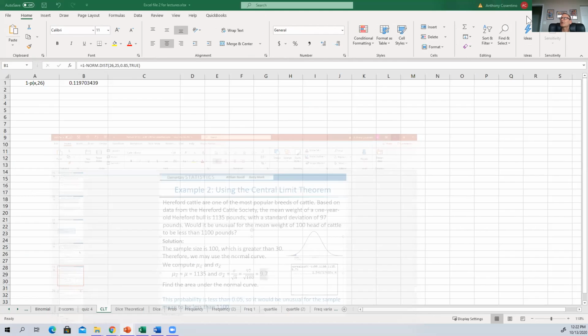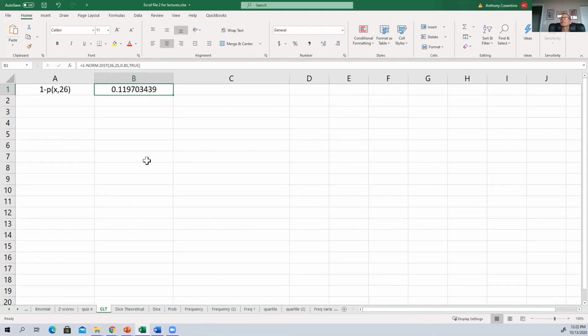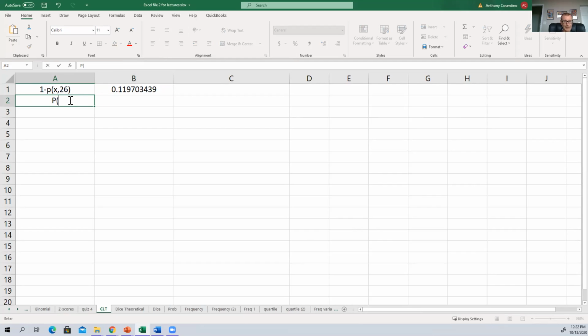So if we go back to our spreadsheet here, let me make this a little bit bigger. There we go. So this would be the probability of X being less than 1,100 pounds. And so now we don't have to do 1 minus, right? Because it always gives you less than.